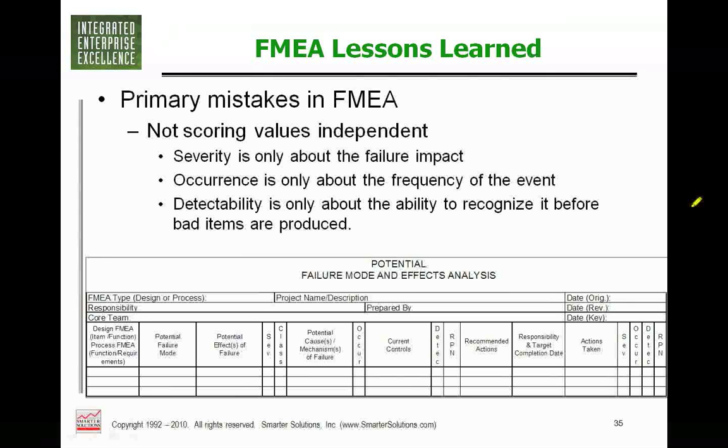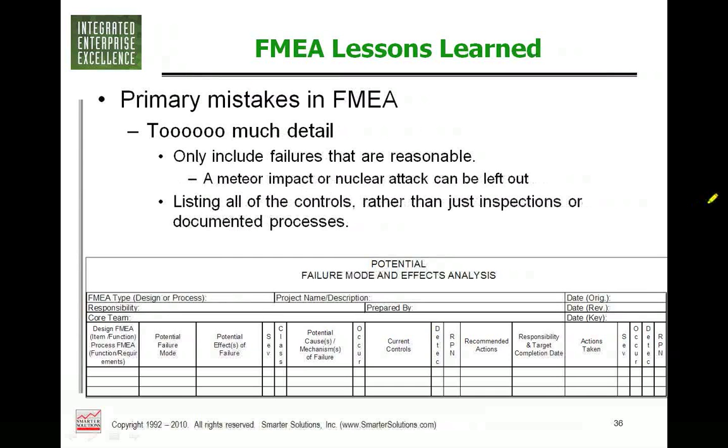Now the third one is detectability, which is only about if it occurs, can I detect it? So sometimes we get a bias in there, and we might impact one number by what we think another number would be. But we need to be careful we don't do that.